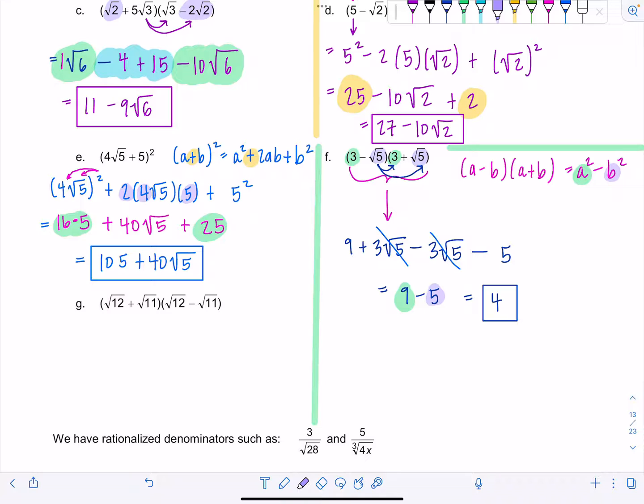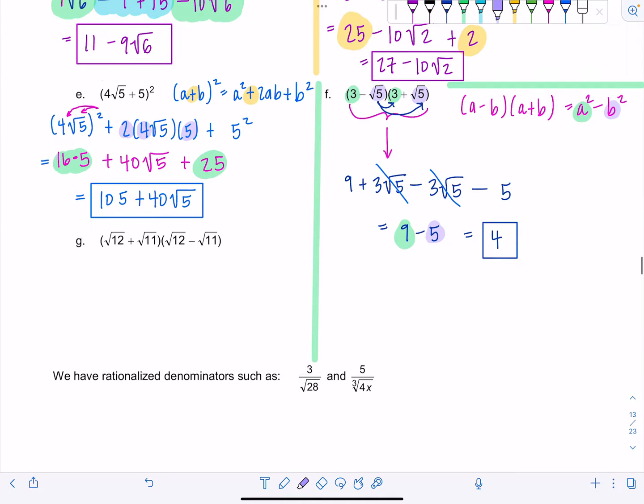It's 1, right? Did you get that? Okay, again, we have conjugate pairs, so when we multiply it out, we're going to get a difference of squares. So we're going to have rad 12 times rad 12, that's 12, minus rad 11 times rad 11, that's 11. So this is 1. Ooh, sneaky little problem, huh?